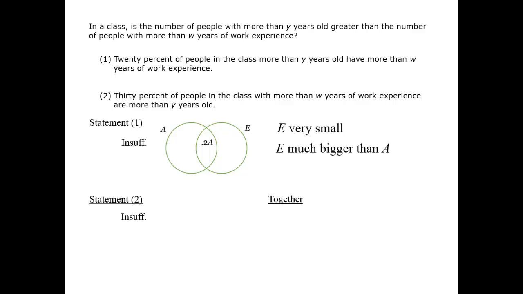Combining the statements, the Venn diagram visualization is useful. The populations referred to by each data statement are in fact the same. They are describing the same population of overlap, which is what we call both in the equation of sets. With both statements, therefore, we can equate them, and we can write 0.2A equals 0.3E. Rephrased, A equals 1.5E. A is bigger. We have sufficient information for a definitive answer. The correct answer is C.